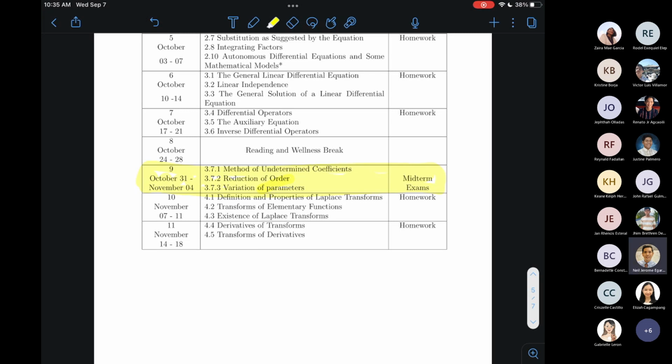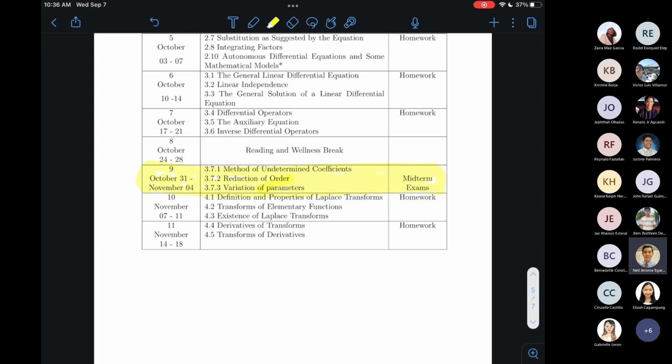Pero unfortunately, it was a committee decision, so I cannot just unilaterally change it. So I need to consult with the other members of the committee. Pero I think it is reflected in the system when you enrolled. So you need to comply with this face-to-face requirement. Okay. So yon. Try to make arrangements. I'll let you know as soon as I get the date para dun sa week 9 exam.